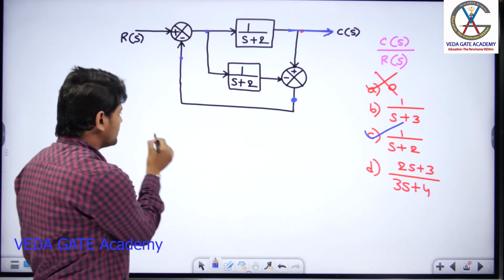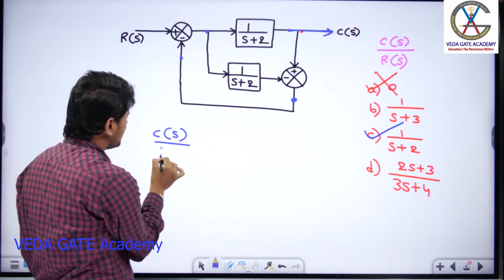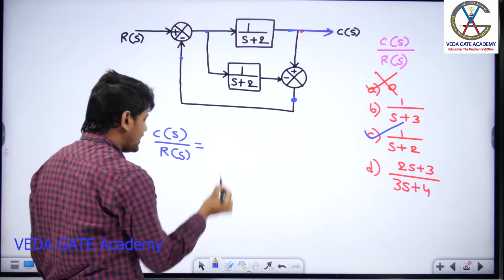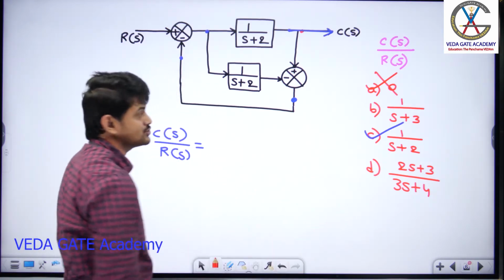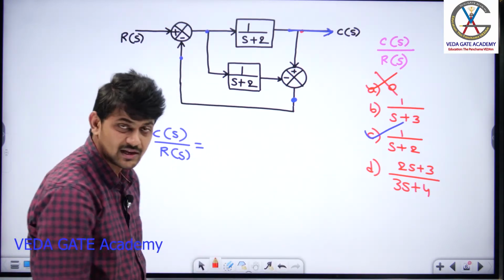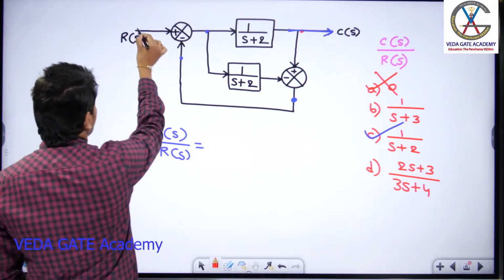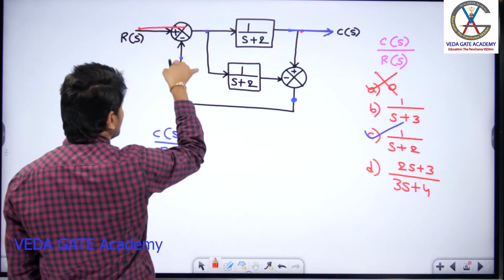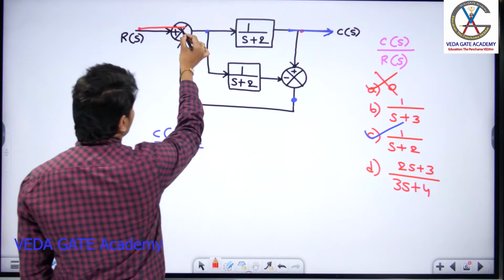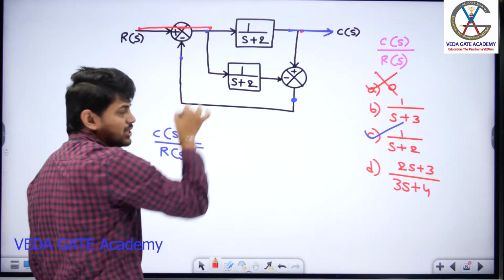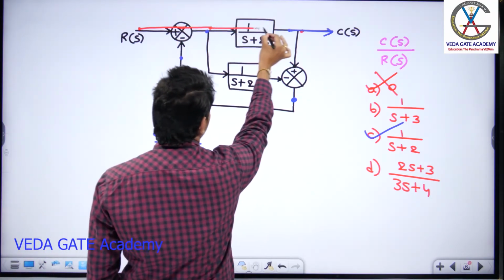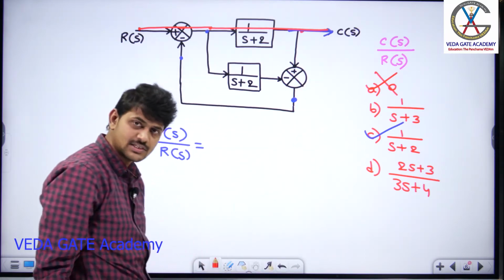So for this block diagram, I need to determine C of S by R of S. For this, you need to identify the number of loops and forward paths which exist in this particular block diagram. For that, I can start from R of S. After reaching here, can I move in the downward direction? No. I can travel in this way. After reaching here, I can travel in the downward or forward direction. First, I will move forward and reach C of S. This is one forward path.